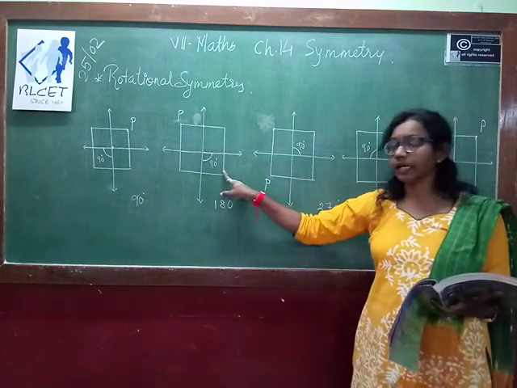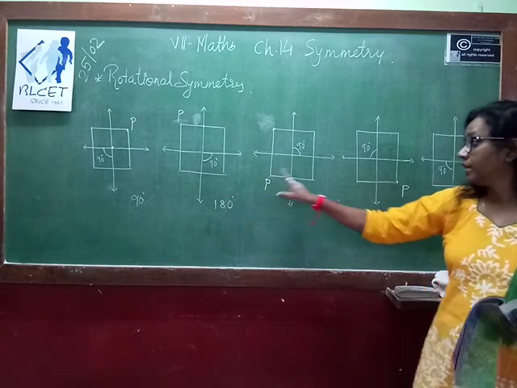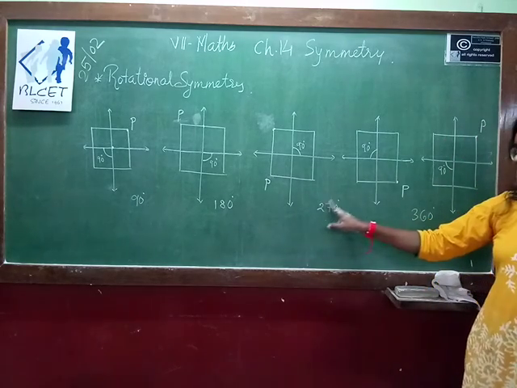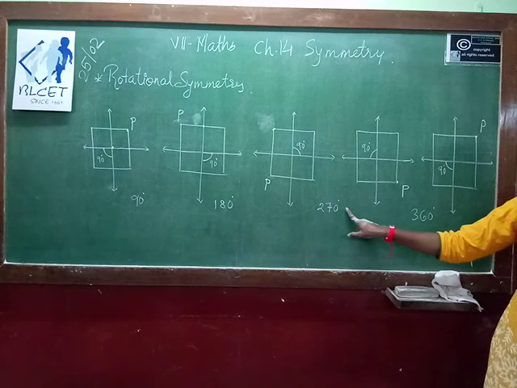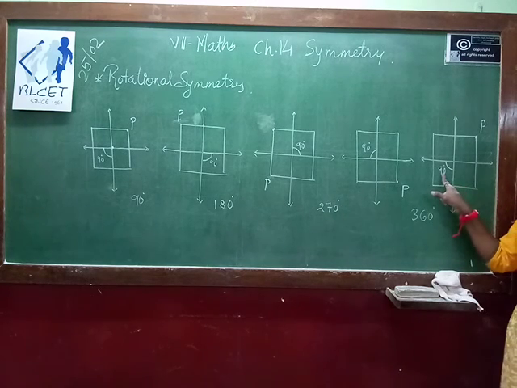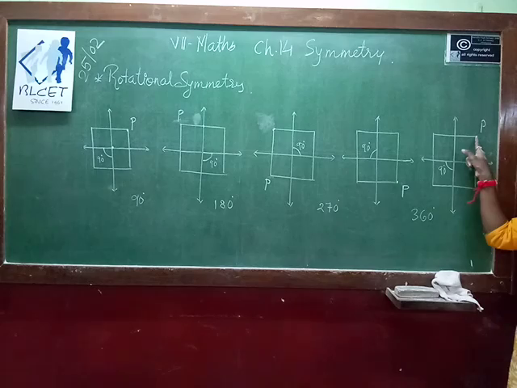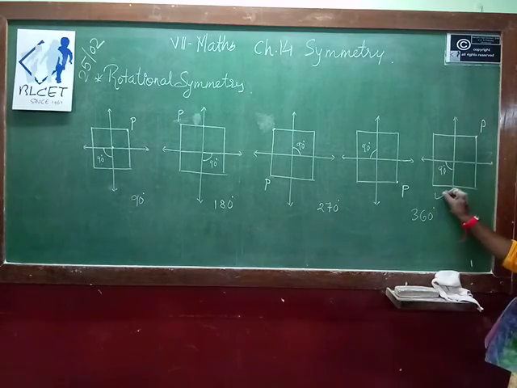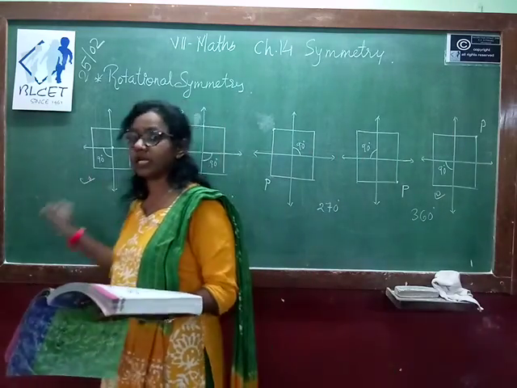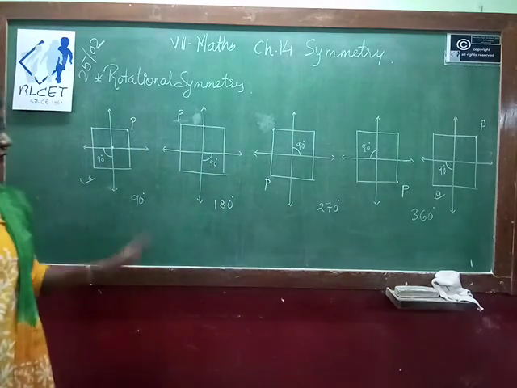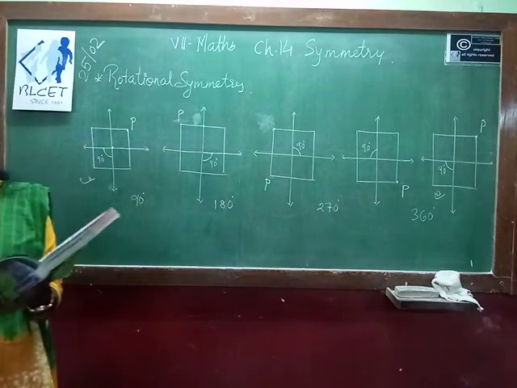Again, if you turn by 90 degrees, the position of P shifts from here to here. Again, if you turn by 90 degrees, from here to here the position is shifted, after 270 degrees. And again you rotate by 90 degrees, so the position of P is shifted over here. If you compare the last position and the first position, both are equal. So after 4 turns, you are getting the same position of the diagram.